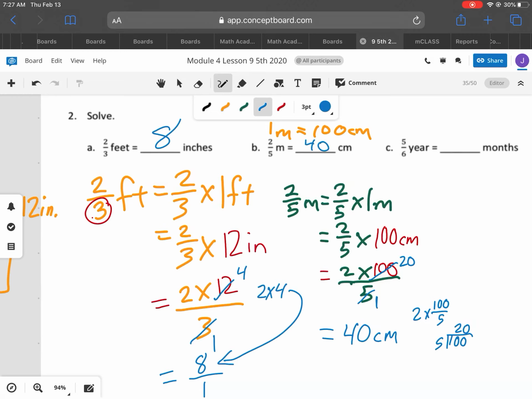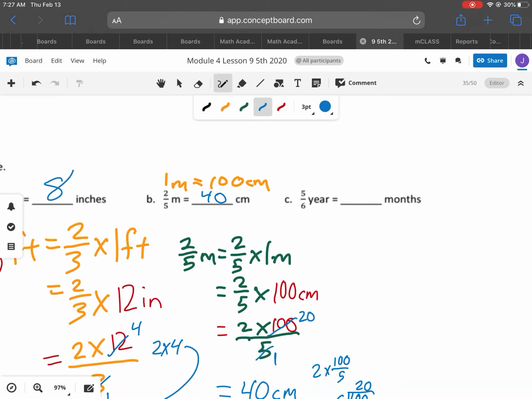Remember I said it's going to be less than 50? Well, 40 is less than 50. Okay, 2/5 is less than a half, so half of 100 is 50. So my answer has to be less than 50, and it is 40 centimeters.